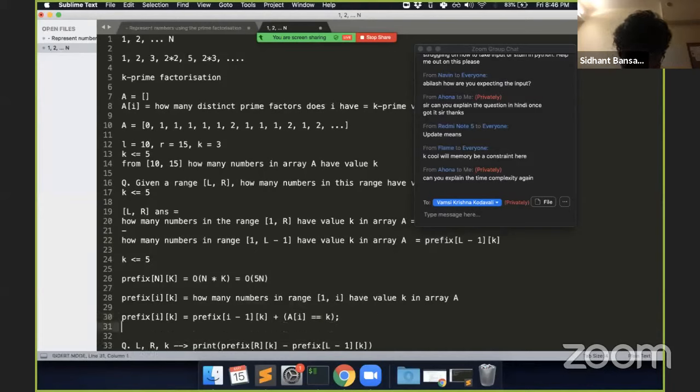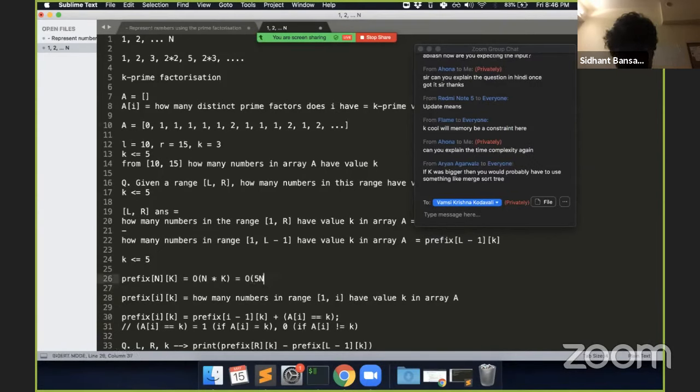Here, a_i equal k is going to be 1 if a_i matches k, and 0 if a_i does not match k. And so you have this recurrence. Now, what is the complexity? It depends on the dimensions of the two things, basically how many values are being calculated here. So it's going to be order n times k. That's how many values are calculated, and that is equal to n times 5 because k is less than or equal to 5.